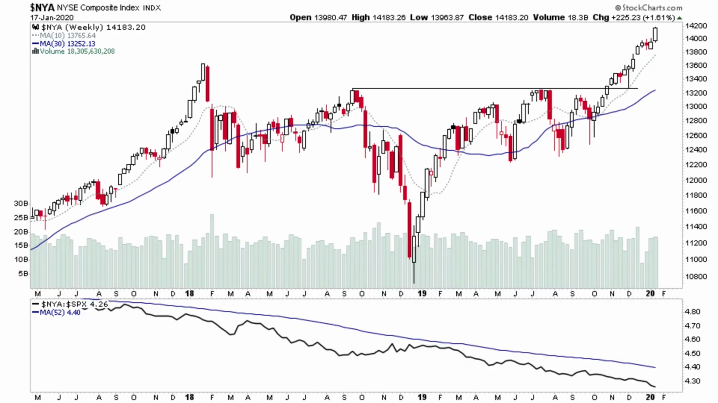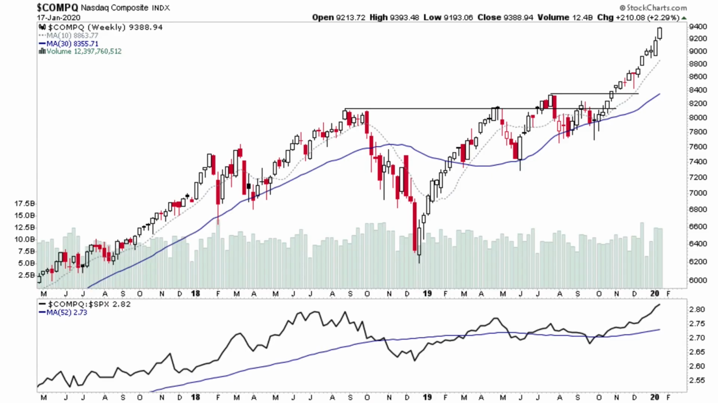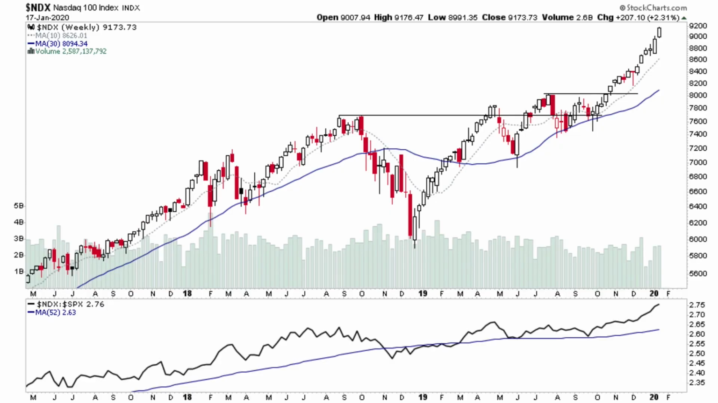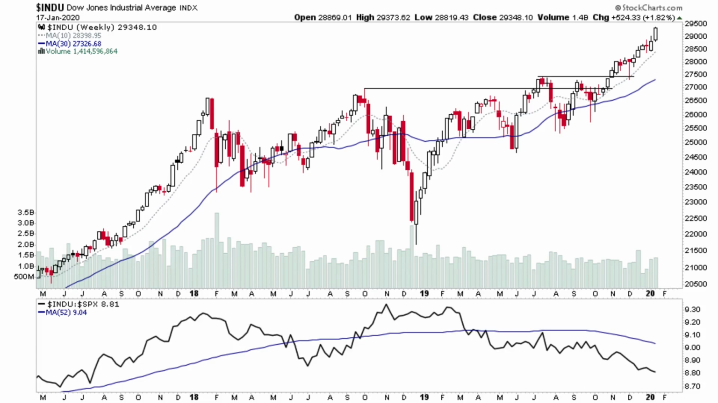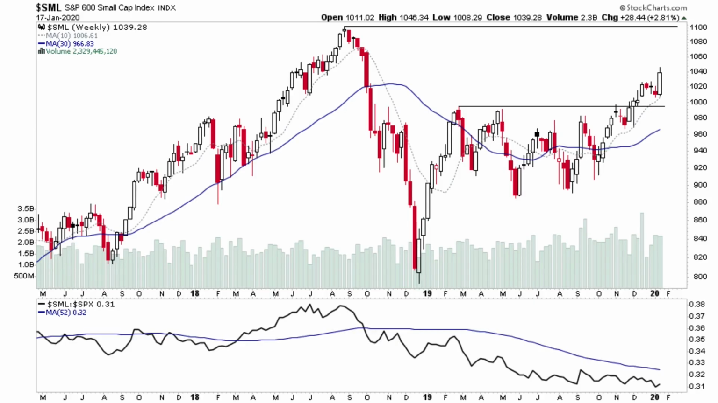So we are running a bit hot at the moment, but markets continue to new highs. The Nasdaq's running equally strong. NYSE, I mean. The Nasdaq 100, the Dow Jones, new highs across the board.